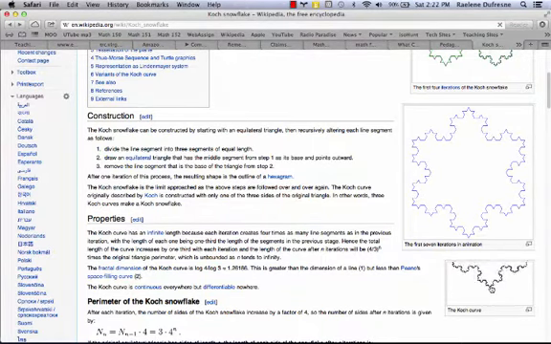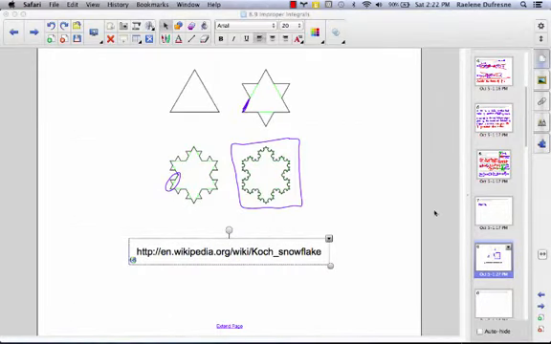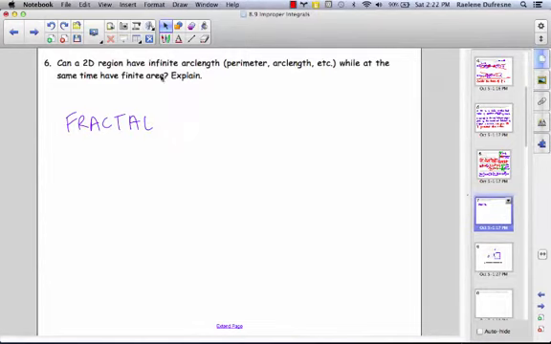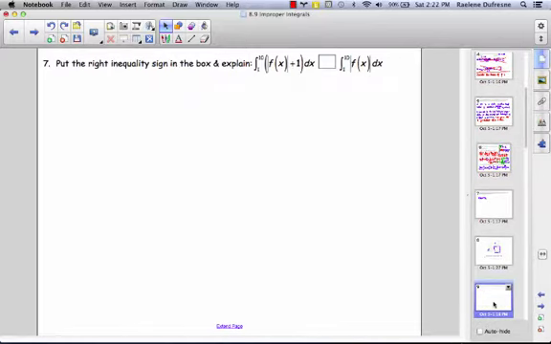And we call this type of geometry, where you zoom in and it looks the same as when you zoomed out, self-similarity. And this is the nature of chaos theory. So the answer is yes. A 2D region can have infinite arc length while at the same time having finite area.